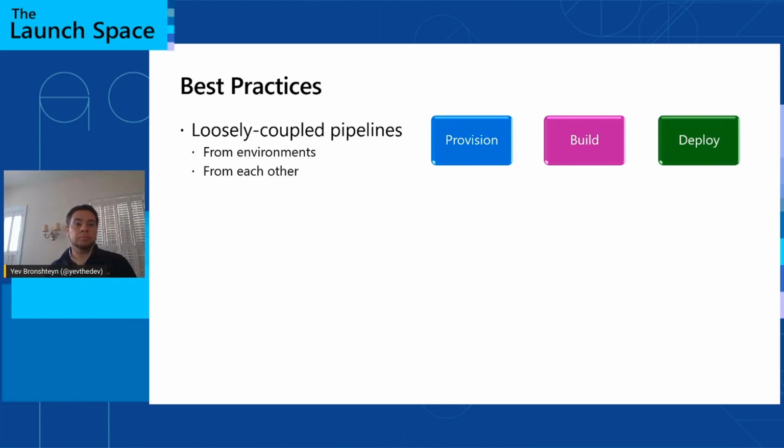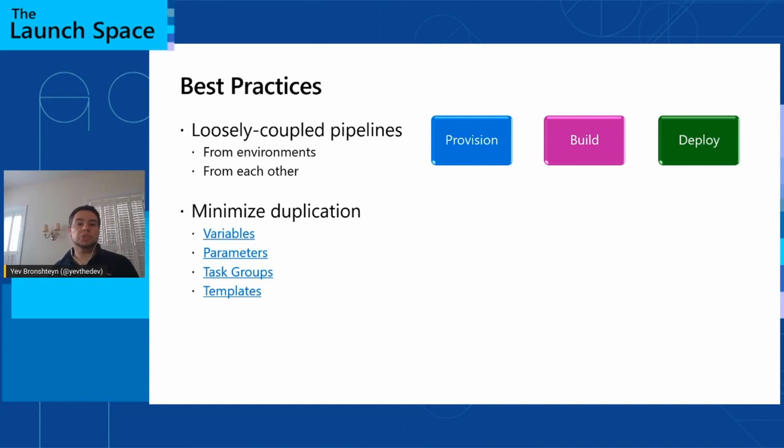pipeline. And similarly, the pipeline definitions should be decoupled from the environments onto which you're deploying so that one pipeline can be reused across multiple environments. This will help keep all your environments, dev, test, QA, and production, consistent with each other.